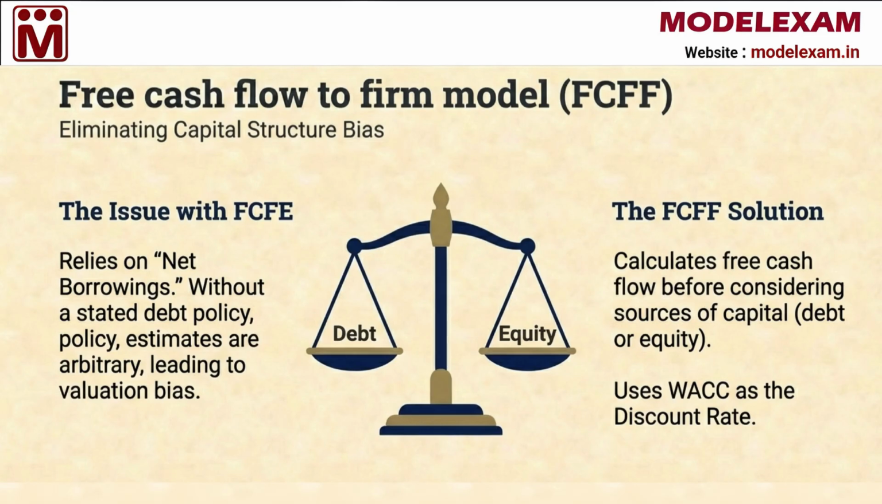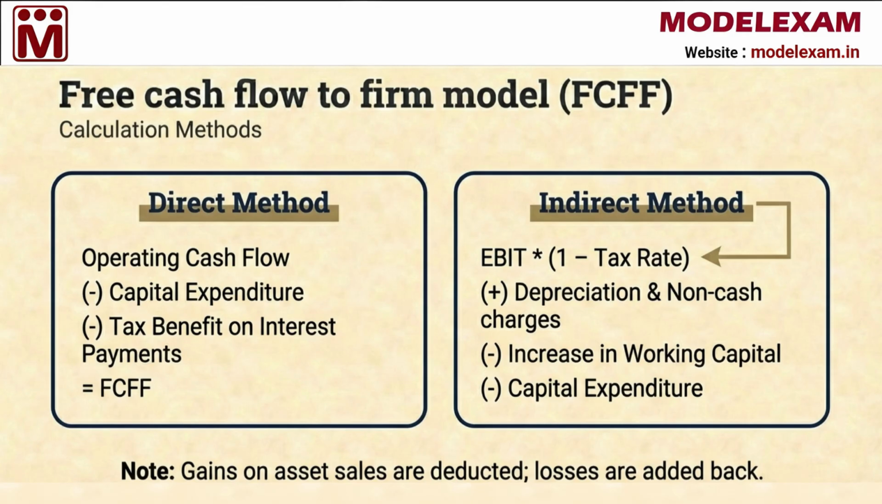This solution calculates the free cash flow before considering any sources of capital, whether debt or equity. Here, we use the weighted average cost of capital or WACC as our discount rate. There are two ways to calculate FCFF. In the direct method, we take operating cash flow minus capital expenditure minus the tax benefit on interest payments.